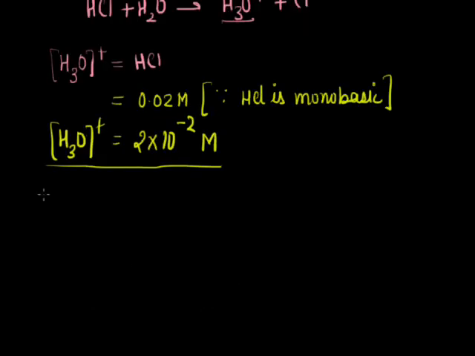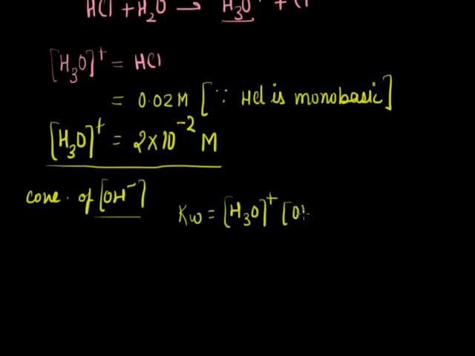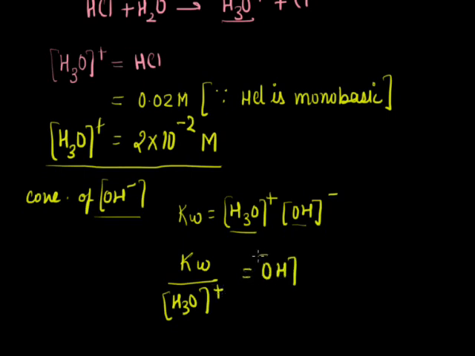The second one is to get the concentration of OH minus ions. For the concentration of OH minus ions, we know the relation Kw is equal to H3O plus, or we can say H plus, times OH minus ions. Here we know the value of H3O plus and we have to get the concentration of OH minus ions. So Kw divided by H3O plus gives the concentration of OH minus ion.